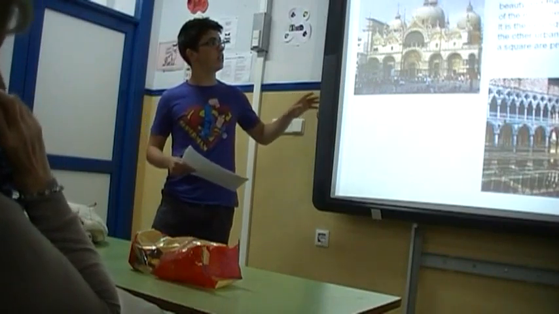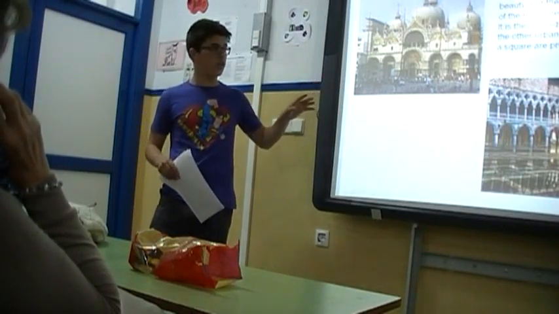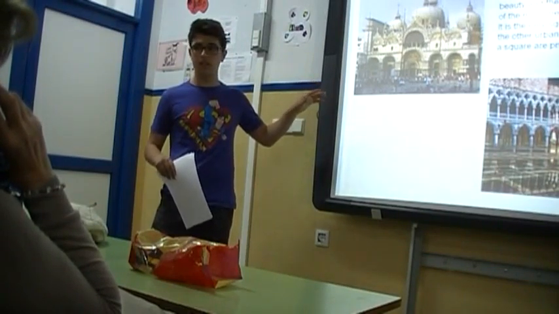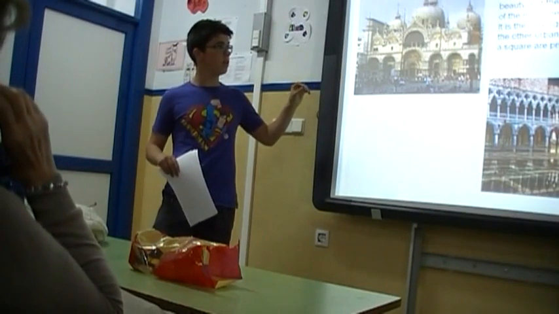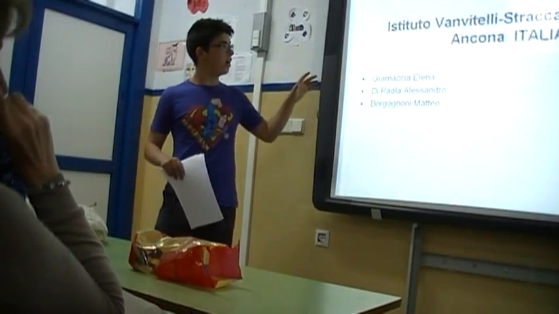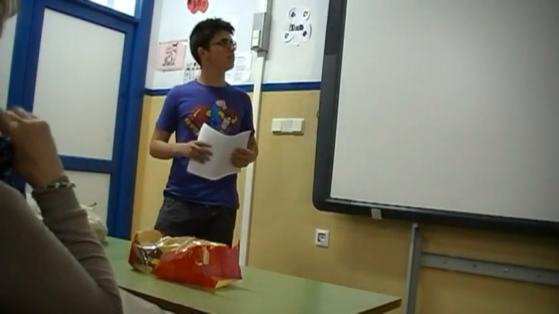And this is Piazza San Marco of Venice. This is the only square that the citizens call piazza. The other squares the city calls fields. And it's finished.